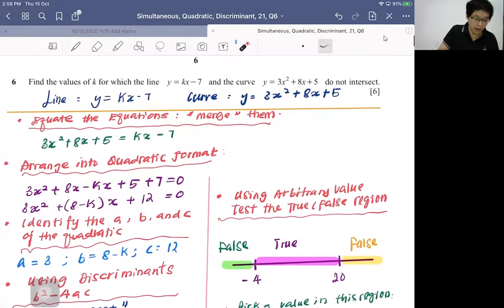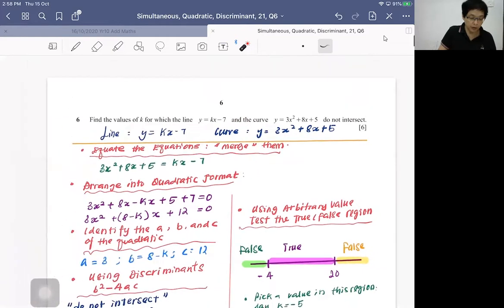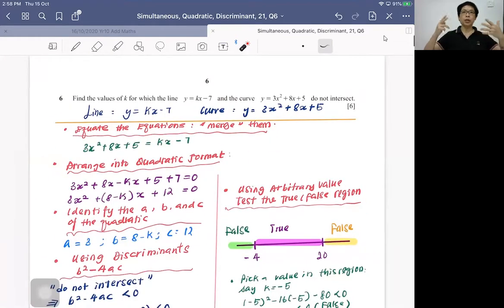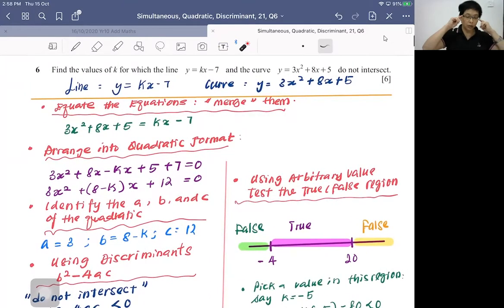All right, the first line, I will just list down the equation of the line and the curve respectively. Then the very first step, what we want to do is, these are calling for simultaneous equations, but we are not going to solve them by eliminating and things like that. What we're going to do this time is going to merge them. All right, so how do we merge? Okay, equate them. So once you take the curve, equate it to the line, the next thing we want to do is arrange them into quadratic format.